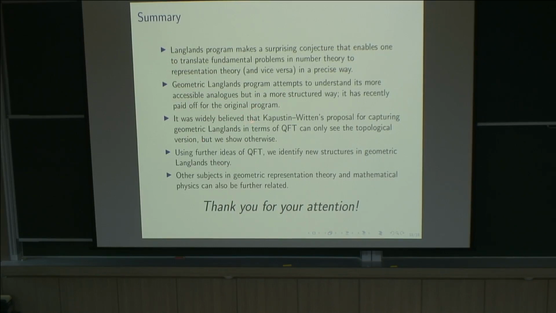Kapustin and Witten's work proposes that geometric Langlands can be cast in terms of quantum field theory. Experts have believed that it is about the topological version of geometric Langlands, but we showed otherwise. And just like any other subject in physical mathematics, using ideas of QFT, you can find new structures in geometric Langlands theory in this manner. Again, because I have this additional context, I can relate this to other subjects in geometric representation theory, and I'm working on furthering this kind of approach. Okay, thanks a lot.